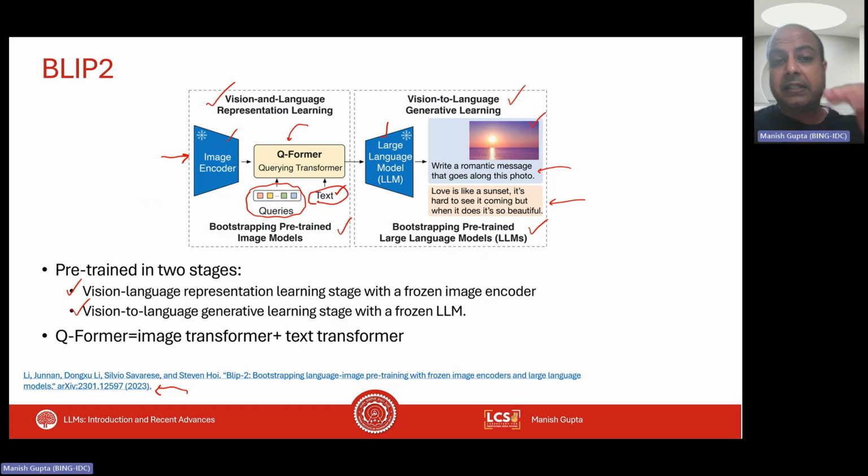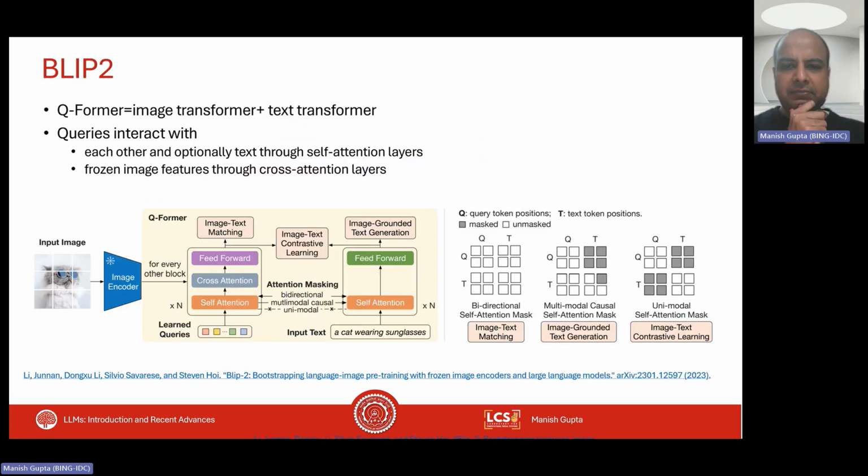So it's going to be computing revised latent representations of those queries, but in a text-sensitive manner. We'll look at details on the next slide. In fact, because the Q-former has to process images and text by itself, it has an image transformer and a text transformer inside itself. That leads me to this diagram, to this architecture. From the previous slide, the Q-former is a combination of an image transformer and a text transformer. So you take the input image and pass it through the image encoder.